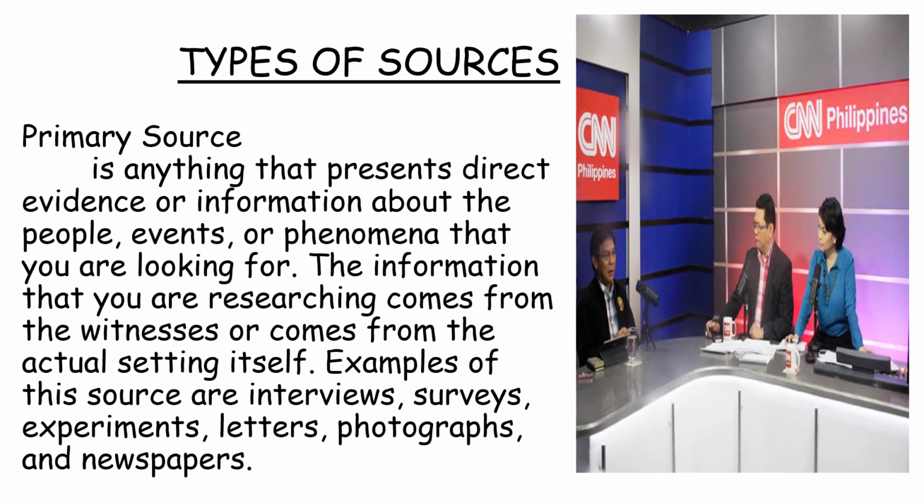Types of sources. A primary source is anything that presents direct evidence or information about people, events, or phenomena that you are looking for. The information that you are researching comes from the witnesses or from the actual setting itself. Examples of these sources are interviews, surveys, experiments, letters, photographs, and newspapers.